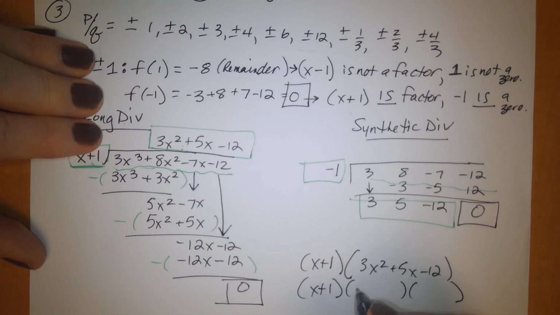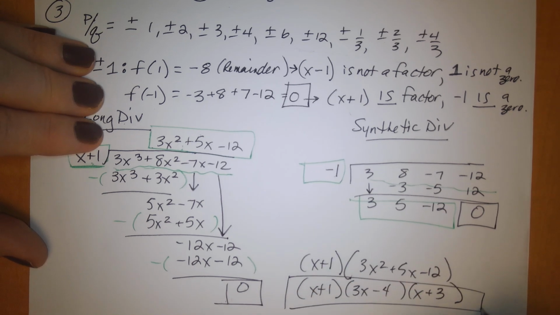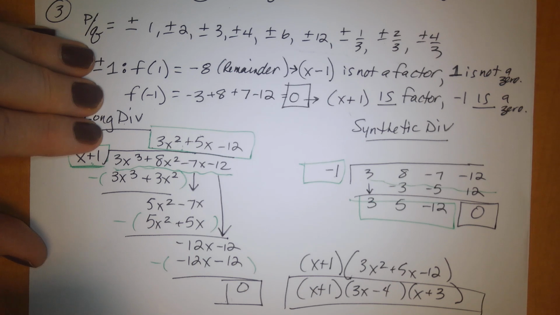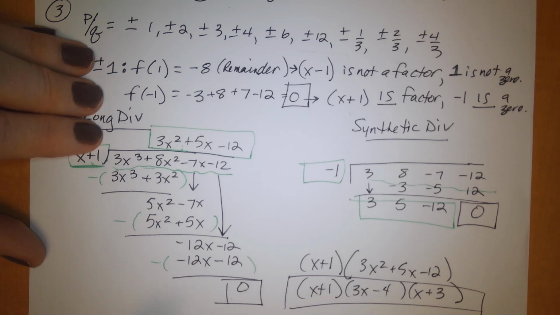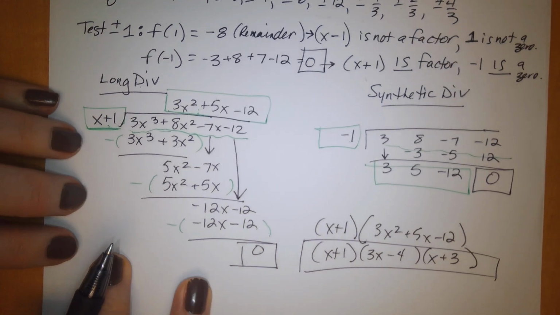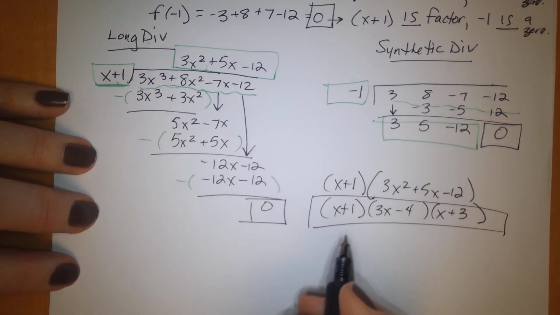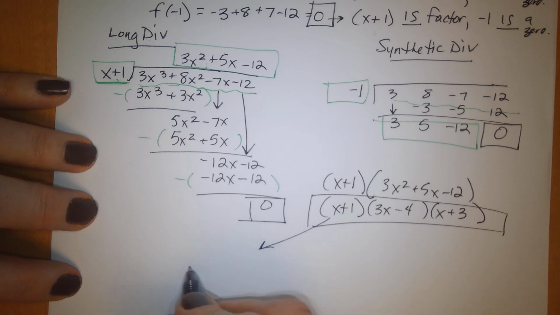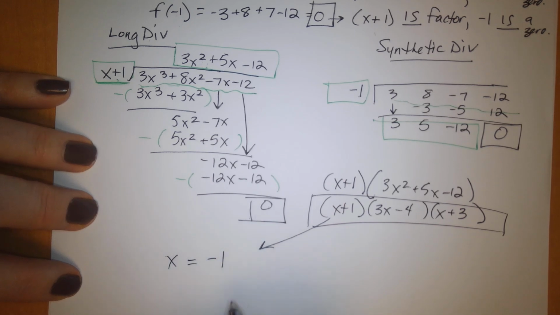I like to think I'm a little good at factoring, so I'm going to try to factor this, which always will be the case. I know this is going to factor into 3x minus 4 and x plus 3. So this is going to be my fully factored form. Once you have your fully factored form, you can easily determine what your 3 zeros will be. So my 3 zeros are going to be at x equals -1.